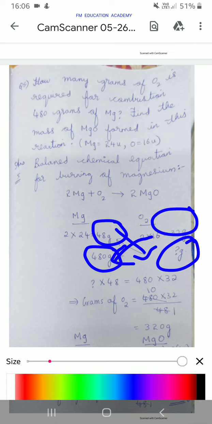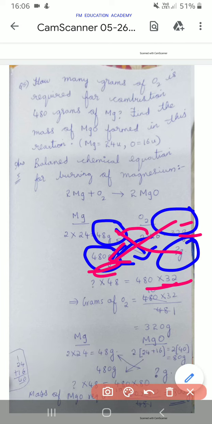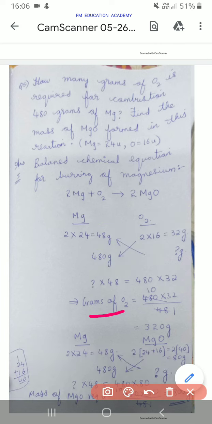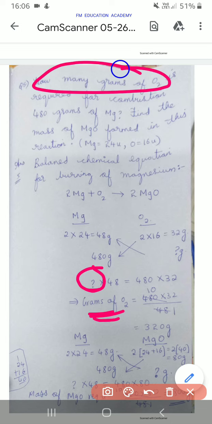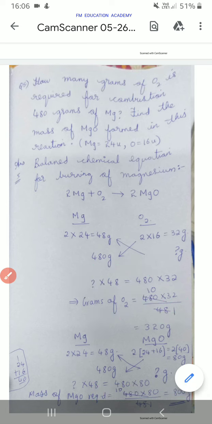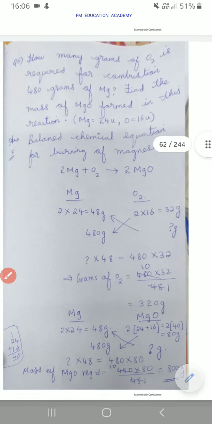So here we have how to cross multiply. 480 into 32 is equal to 48 into question mark. So the question mark, that is grams of oxygen required, is equal to 480 into 32 divided by 48. If it goes that side, it becomes divided by 48. 48 ones are 48, 48 tens are 480. So we get the value 32 into 10, that is nothing but 320 grams.